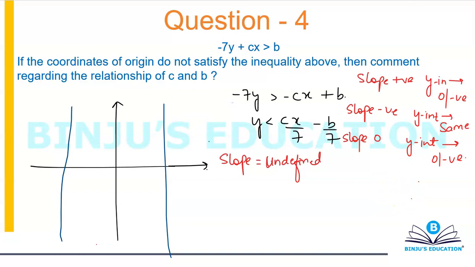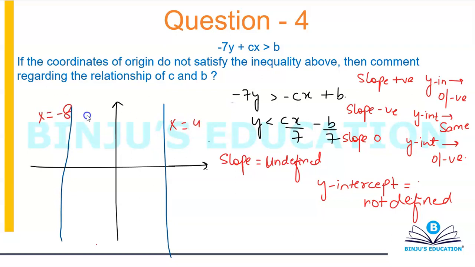So in this case, the intercept is also not defined. So what's going to happen? These lines are something like x = 4, x = -8. Now the problem is that in this case, the coefficient of y has to be 0. But here we have a coefficient of y. The coefficient of y is not 0, so we will not take this into consideration.